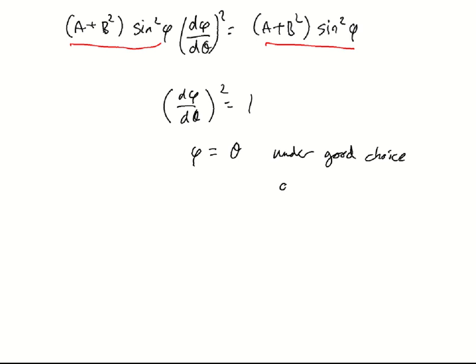And a good choice of coordinate system. So if you've got the wrong coordinate system, just rotate it until you've got the right one. It doesn't matter because it's a symmetric system, a rotationally symmetric system. So now what have we got?